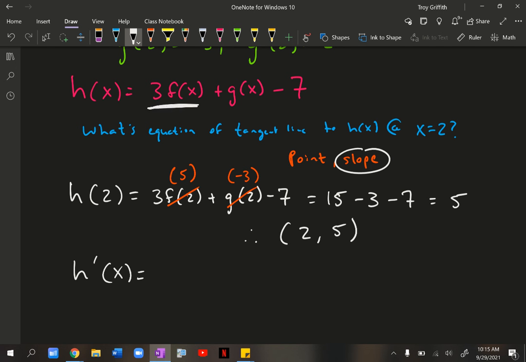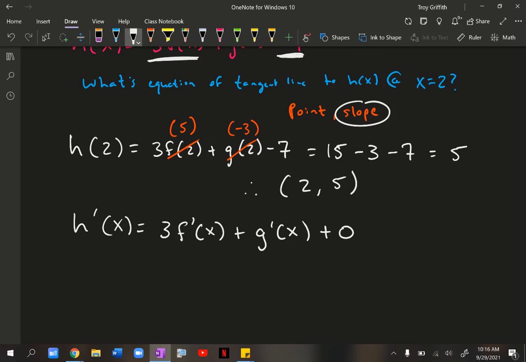We just learned that if I'm taking the derivative of a constant coefficient times a function, I can take the constant to the front. So this would be 3 times f prime of x. Derivative of g of x would be g prime of x. And we just said that the derivative of any standalone constant is just 0. So you can write a plus 0 there, but you don't have to. The derivative of that is 0.